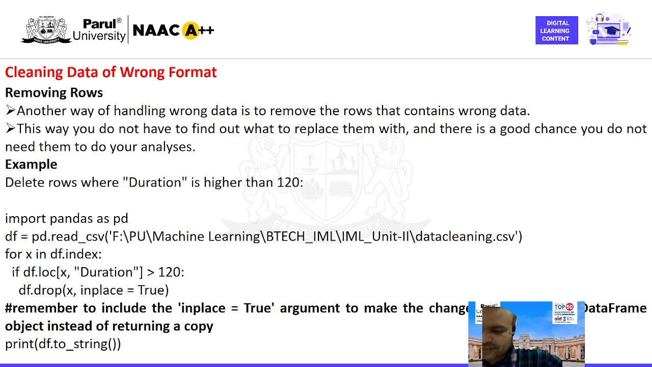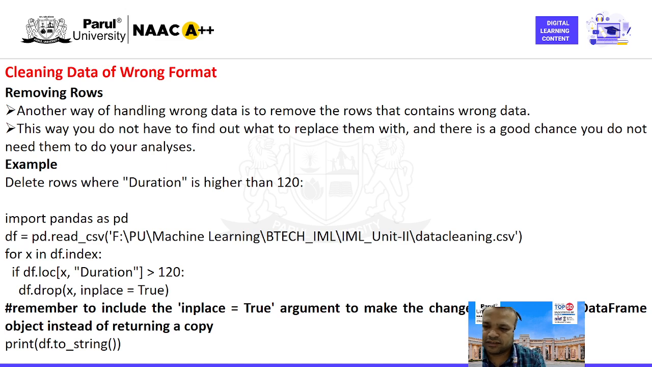So firstly we want to replace the value, because we have an option. If you don't have any option, you can delete it, but if you have an option, just use it. Okay, so delete rows, but we are discussing the method of how we can delete it, so you can just see it. Delete rows where duration is higher than 120.